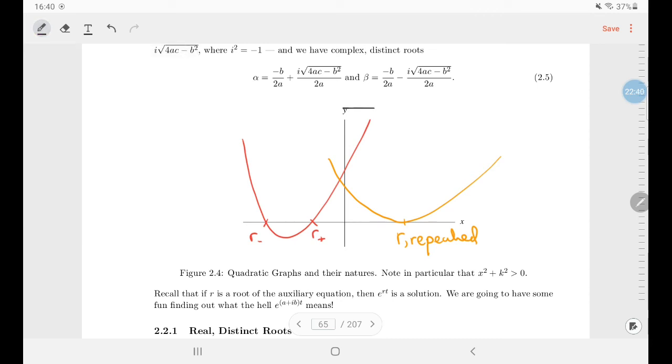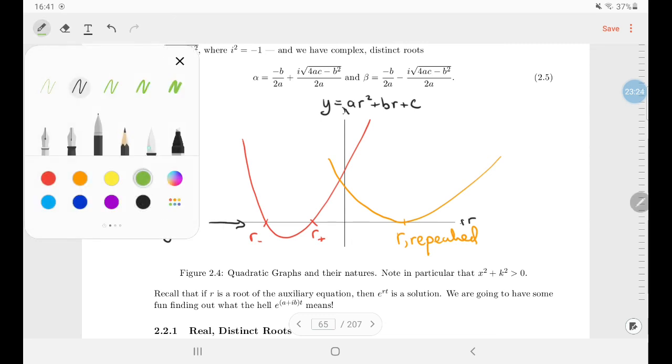What we're plotting here is not y actually, but ar squared plus br plus c. And we're interested in where this is equal to 0. So this is the y coordinate, and the y coordinate is equal to 0 along the x-axis. The red curve cuts the x-axis twice, so it is equal to 0 twice, for real numbers r minus and r plus. The orange curve cuts the axis once, which means there's only one real number where it's equal to 0.